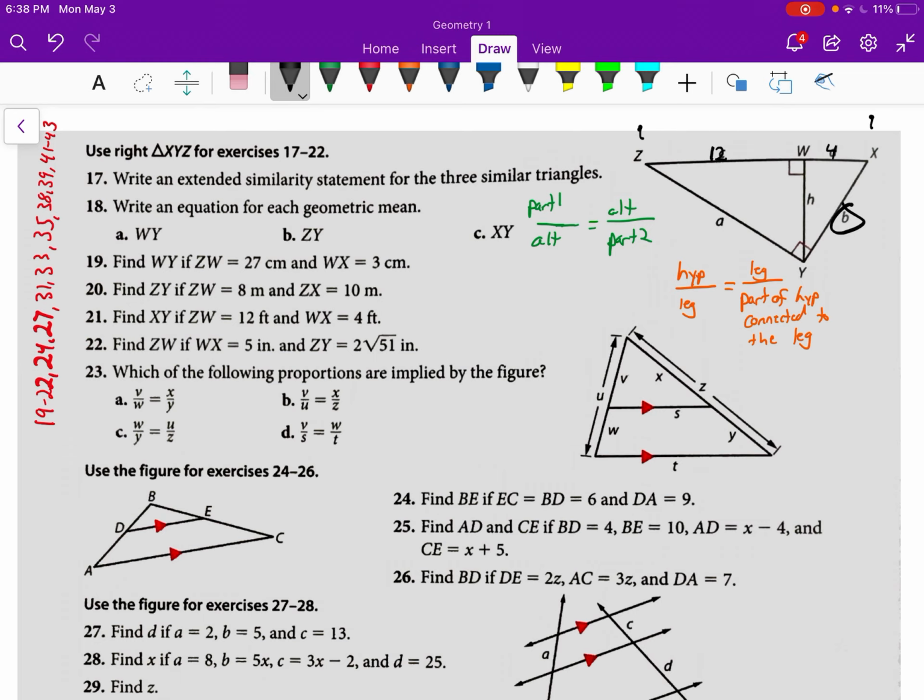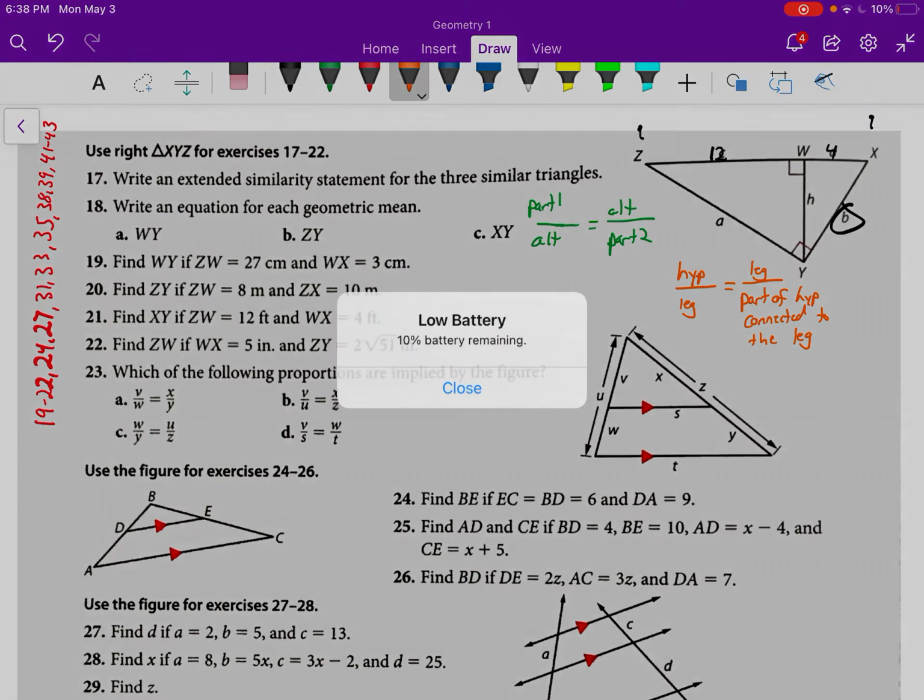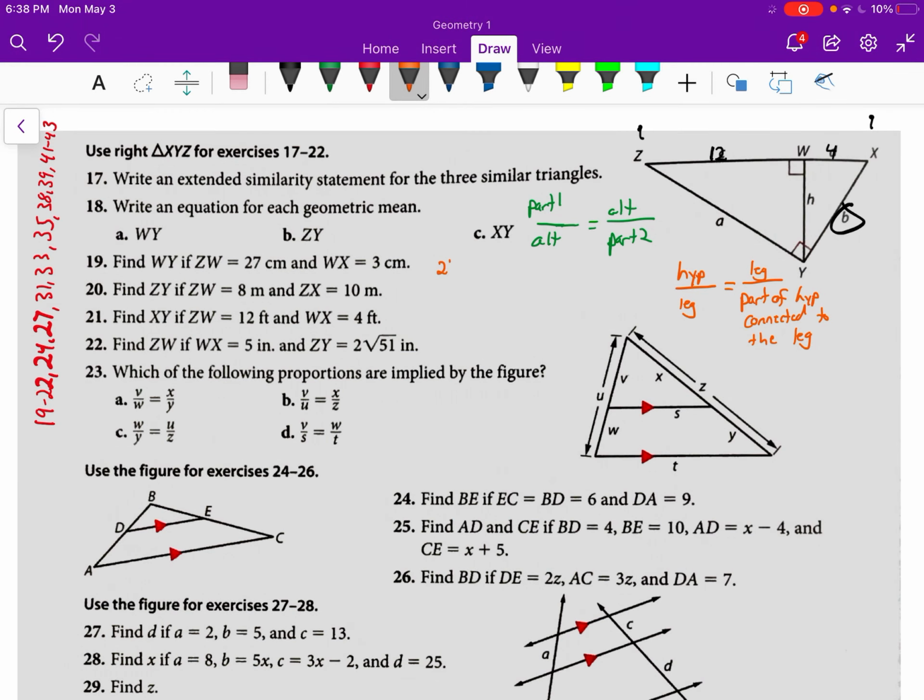So are we dealing with an altitude or a leg? We're dealing with a leg. So we know, once again, we can use this orange formula, which has to do with the leg. So 21.